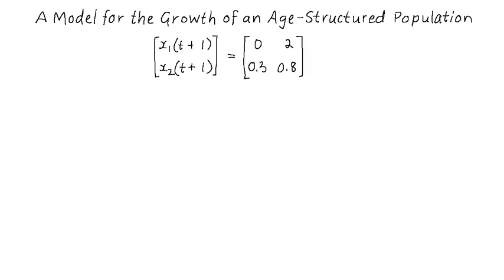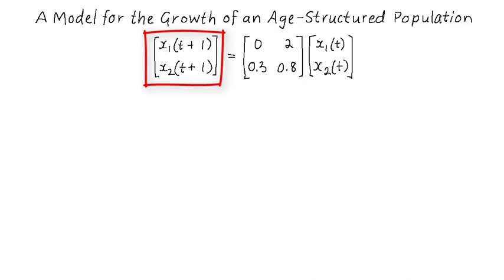We discussed at length the predictions that arise from the following recursive model for the growth of an age-structured population. You'll probably remember that x1 at t gives the number of juveniles in our model population at time t, and that x2 at t gives the number of adults. You'll probably also remember that the matrix with rows 0, 0.3 and 0.8 captures the demographic assumptions that we made, and that it's these assumptions that determine the number of juveniles and adults, respectively, found in our model population at time t plus 1.